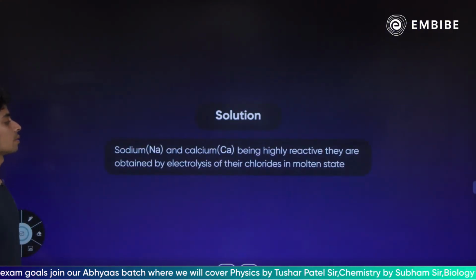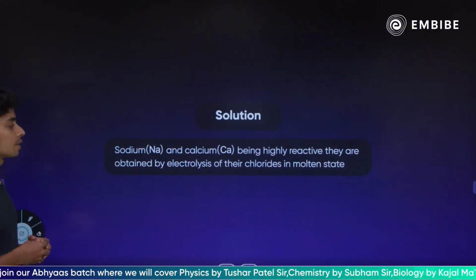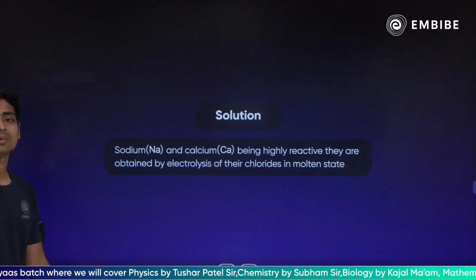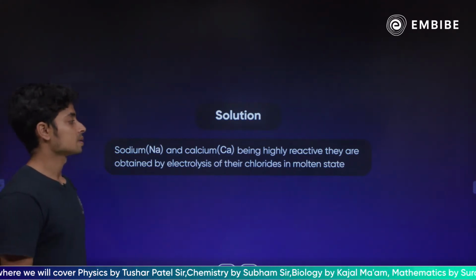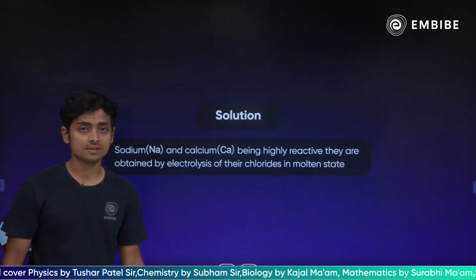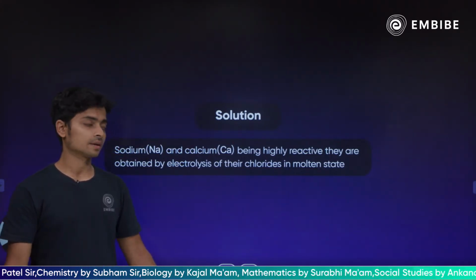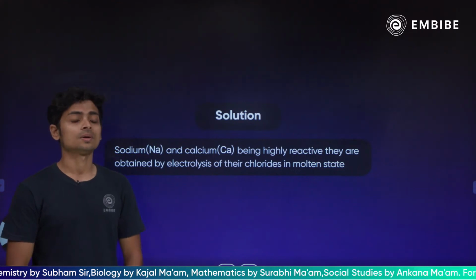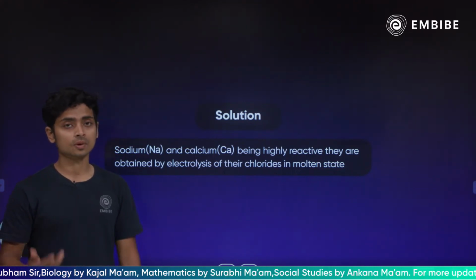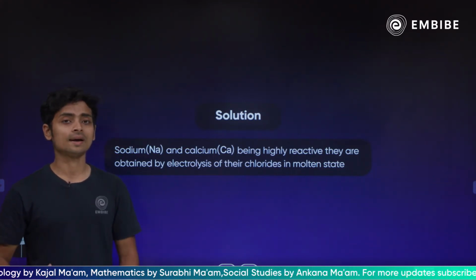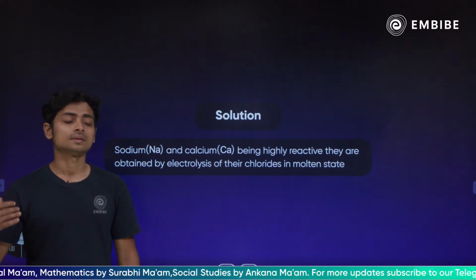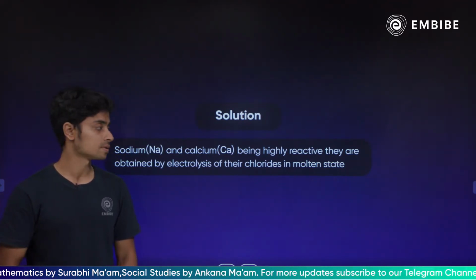Okay. So sodium and calcium, being highly reactive, are obtained by electrolysis of chlorides in molten state. So basically you are not taking an aqueous solution of NaCl or CaCl2. Calcium chloride you took for calcium, sodium chloride I have taken for sodium; you are taking their molten state. So you are taking pure NaCl or pure calcium chloride and heating it until it melts from solid to liquid phase.